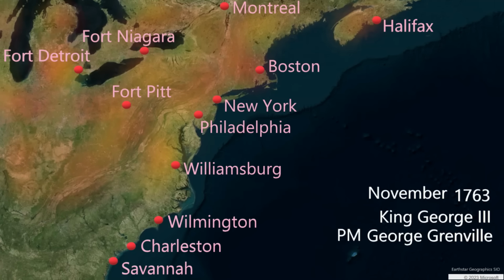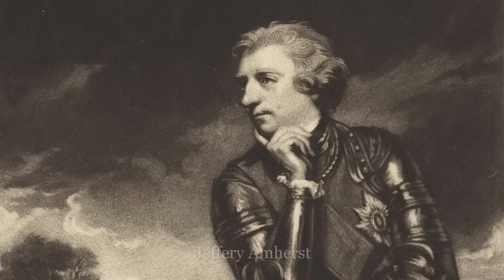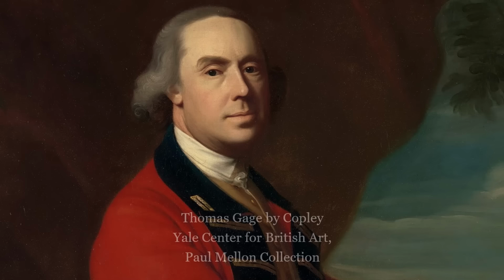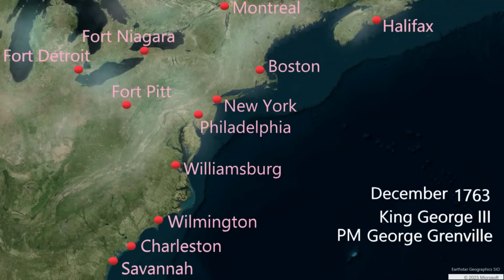November 1763. Geoffrey Amherst, Commander-in-Chief of British North America and one of Britain's most decisive generals of the French and Indian War, is recalled to Britain. He is replaced by Thomas Gage, a general who George Washington had served with during the French and Indian War. December 1763. There is more violence to come between settlers and natives.